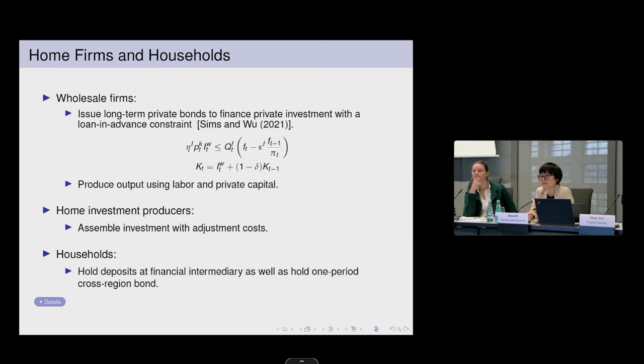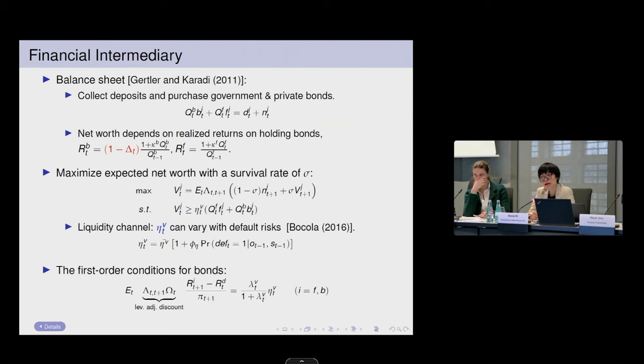The household here deposits in the domestic financial intermediaries. They also hold the one-period cross-region asset, so that you have the union-wide deposit rate that is the same across two countries. And then we have the financial intermediaries.